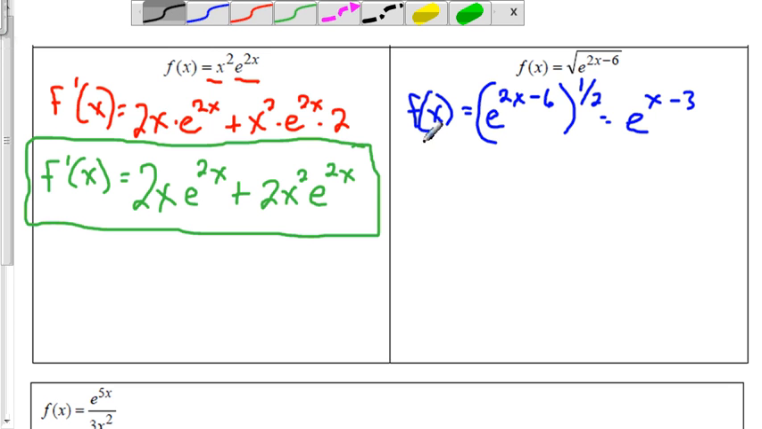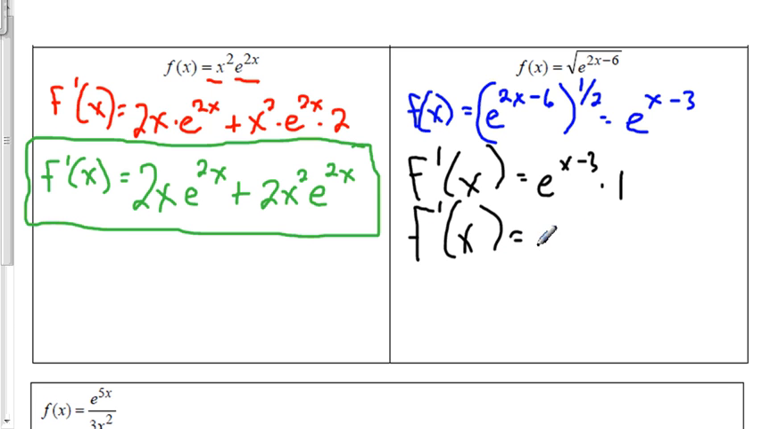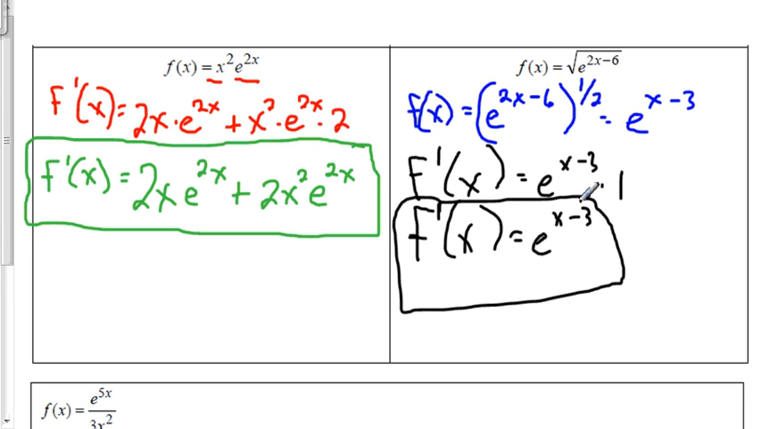So now when I take the derivative, it's e to the x minus 3 times the derivative of the exponent, which is just 1. So my final answer is just e to the x minus 3. And that's it. All right, let's go to the last one.